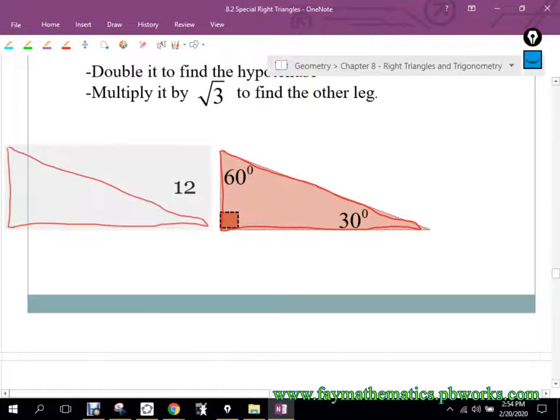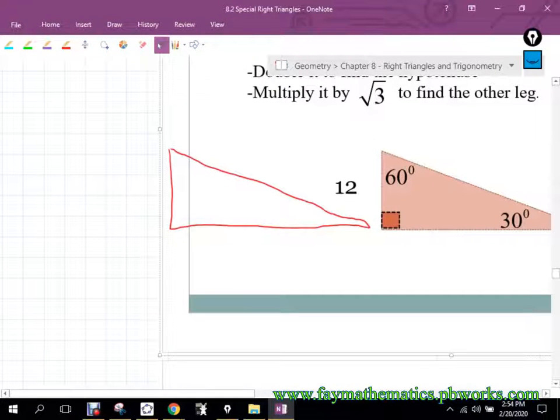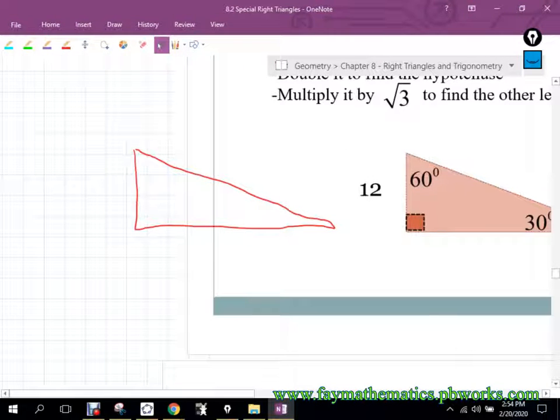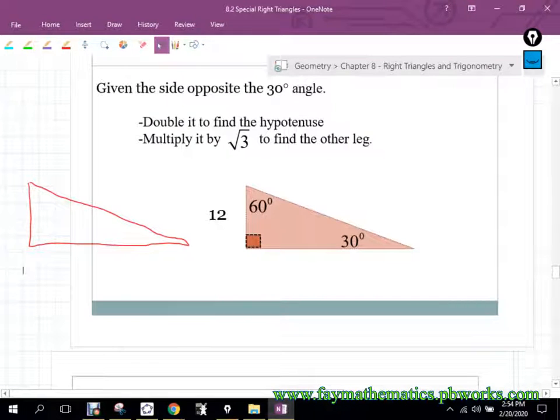And it's similar to how I introduced the 45-45-90 process. Okay. First thing I'm going to do is take the triangle they gave me, and I'm going to try to just somehow generate a triangle that looks congruent to it. Okay.